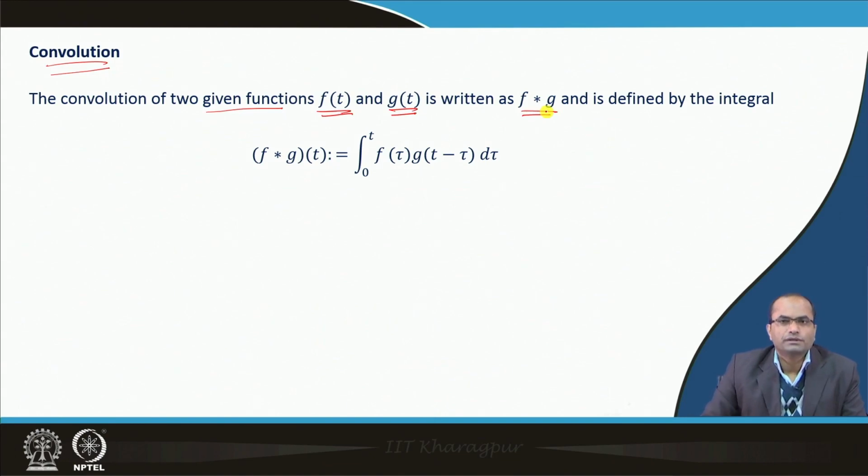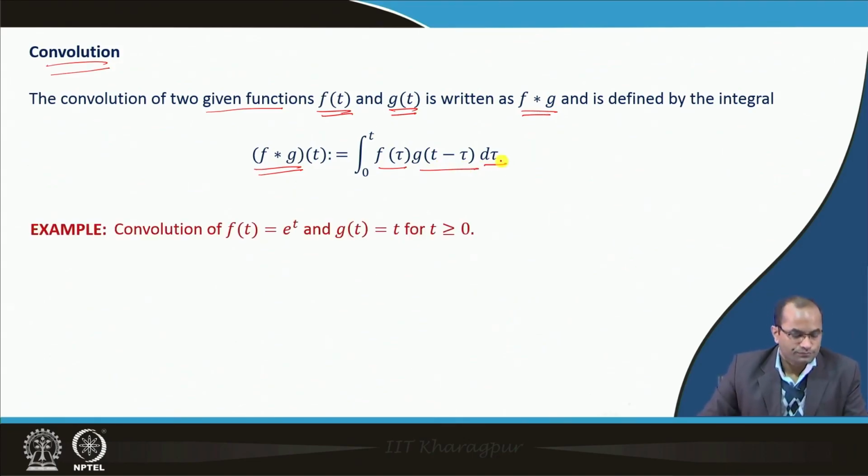We used a similar concept while discussing the Fourier transform as well, but there the limit was taken from minus infinity to infinity, and now we are considering the Laplace convolution integral as 0 to t, f tau and g of t minus tau. So, there is a shift here, t minus tau, and it is integrated over d tau.